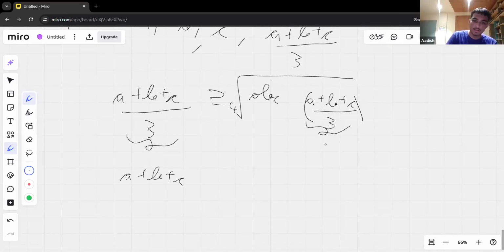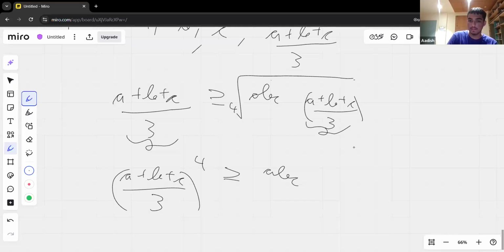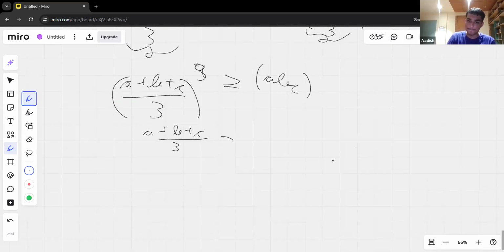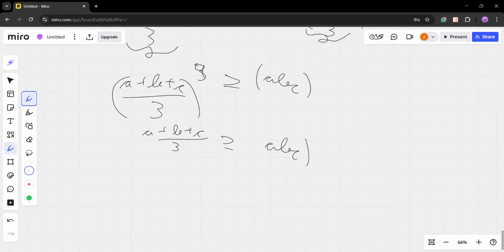You get the fourth power is greater than or equal to abc, and you cancel one factor, and then you can take power 1/3 again, and then what do you get? Have you seen this before? Yes, I think I saw this before in a handout.